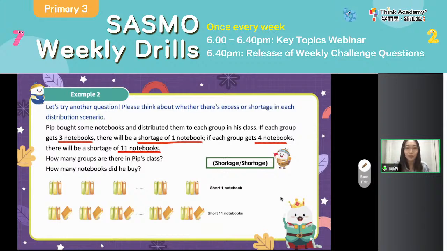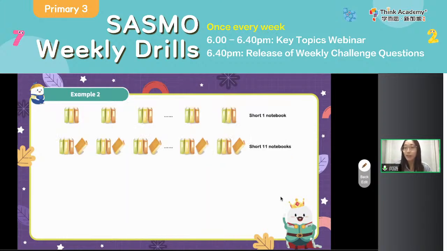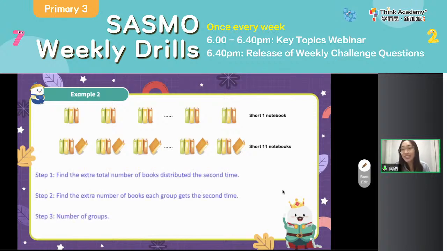Okay, shortage. So maybe we can just focus on the 4 steps we just learned, because just now that was excess, and then we just change the word, right? So what is the first step? Again, we try to compare the result, find the extra total number of books distributed the second time. So in step 1, how can we find the difference? What is the difference? Everyone, can you tell me? What is the difference between short 1 and short 11?